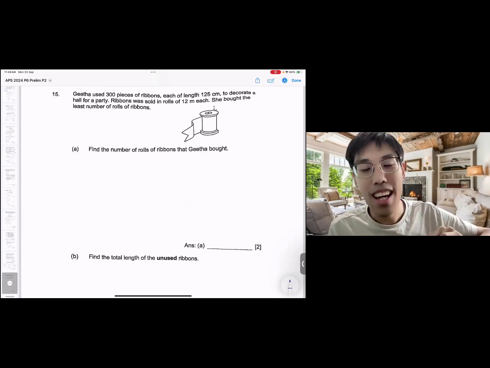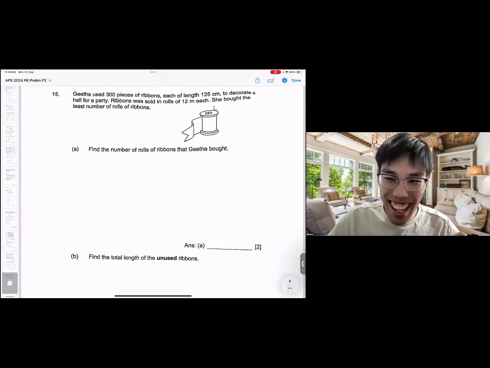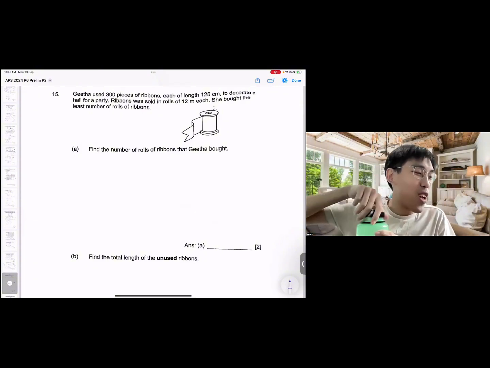It's very common, but this one is an extended version of it. Then people got thrown off. Okay, let's have a look at this question.